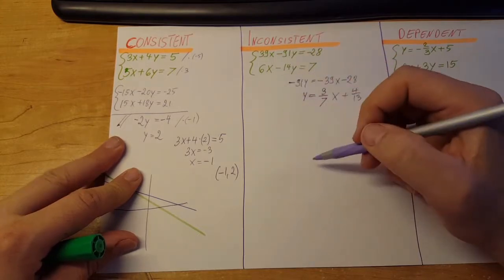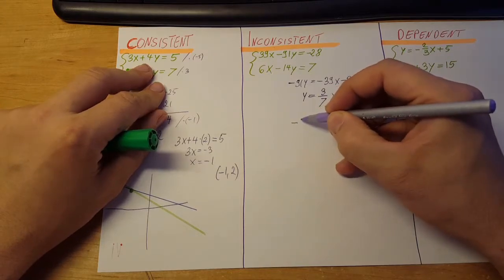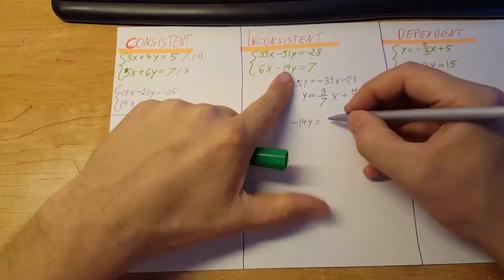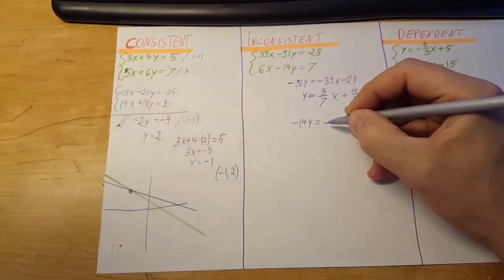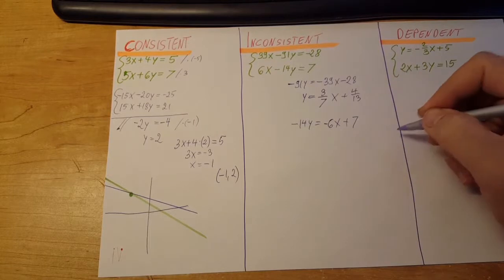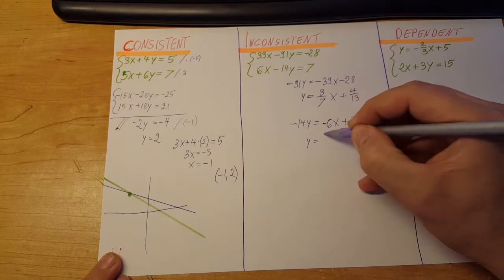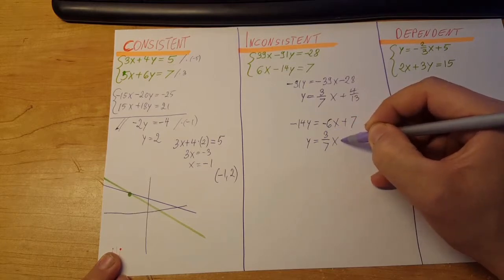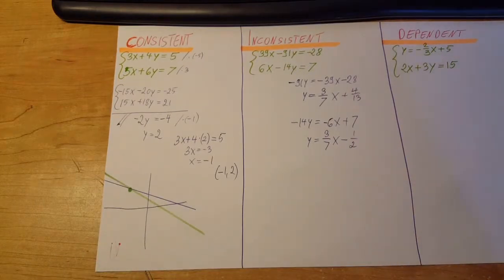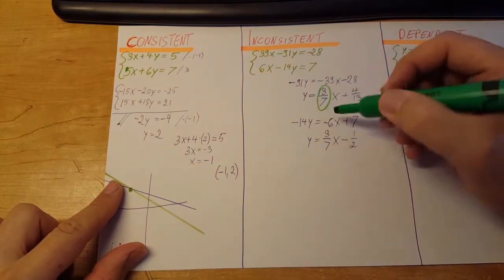Now let's work on the second one. Again, we're gonna work on solving for y. -14y equals -6x plus 7. We're gonna multiply by -1 and solve for y. y equals 3/7x minus 1/2. Alright, now if we compare this to this, we can see that both lines have the same slope.